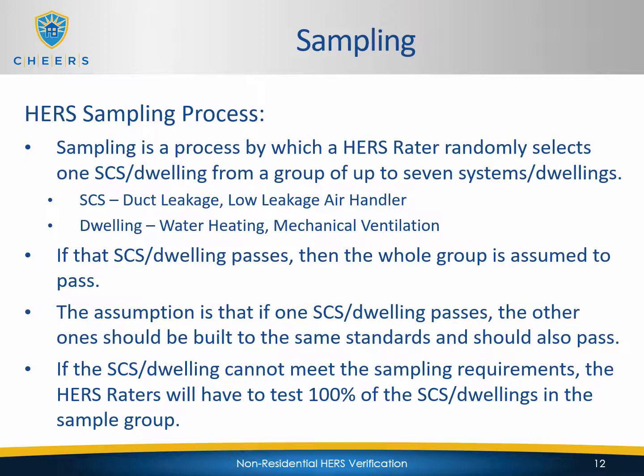Now, if that space conditioning system or dwelling passes, then the whole group is assumed to pass. They assume that the contractor's already tested them and states that they're passing. You're just verifying that they are passing. So if one of them randomly selected passes, then the others should also pass. If it cannot meet the sampling requirements, then the HERS rater will have to test 100% of the space conditioning systems or dwellings in the sample group. So same rules that we see on the residential side.